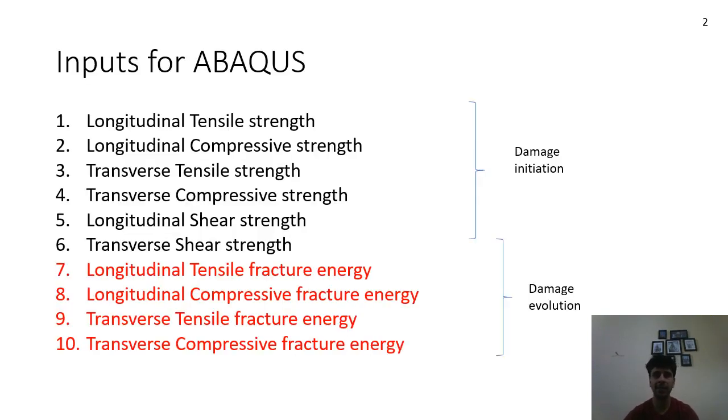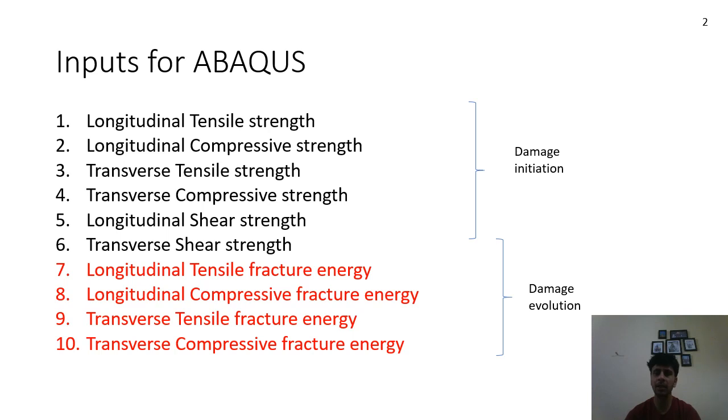So the first consideration is what inputs you need for this analysis. What is the experimental data that you need a priori? You need the 6 strengths: the longitudinal tensile and compressive strength, the transverse tensile and compressive strength, and the longitudinal and transverse shear strength. These 6 values will help you calculate the initiation of damage. Then you need a further 4 quantities for damage evolution, which are longitudinal tensile fracture energy, longitudinal compressive fracture energy, and the corresponding properties for transverse loading.